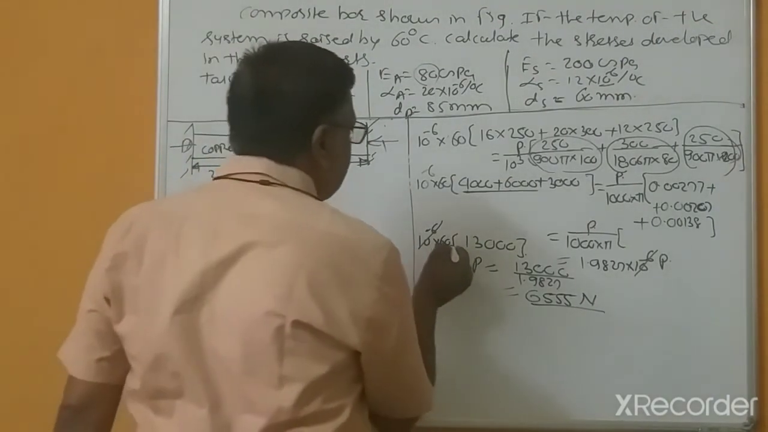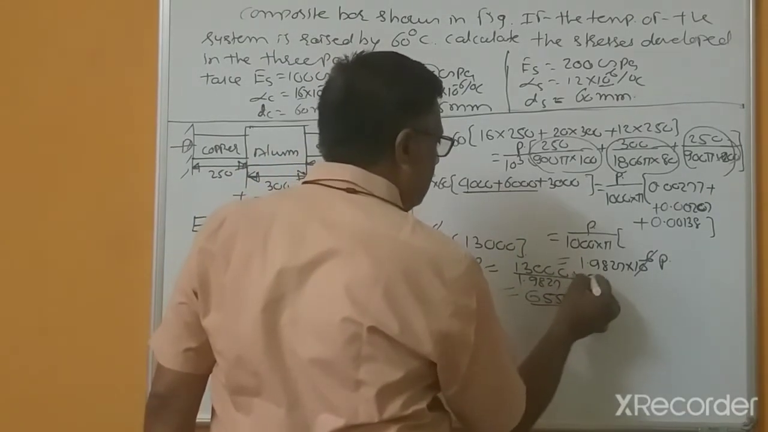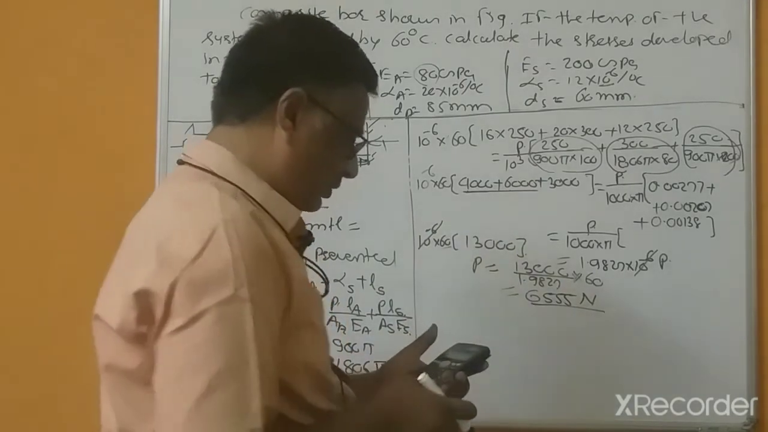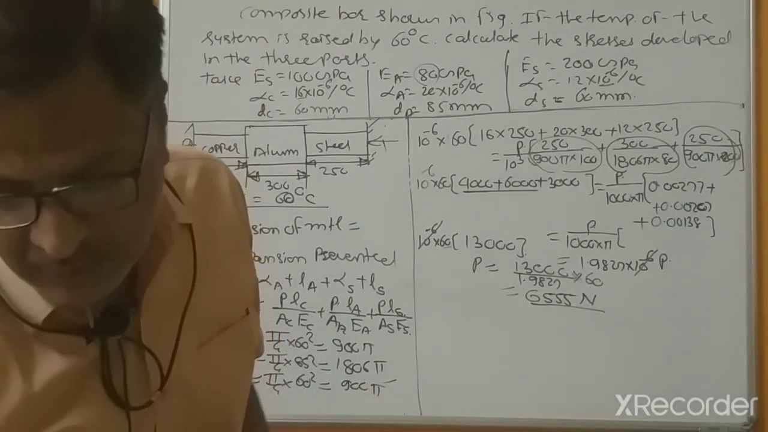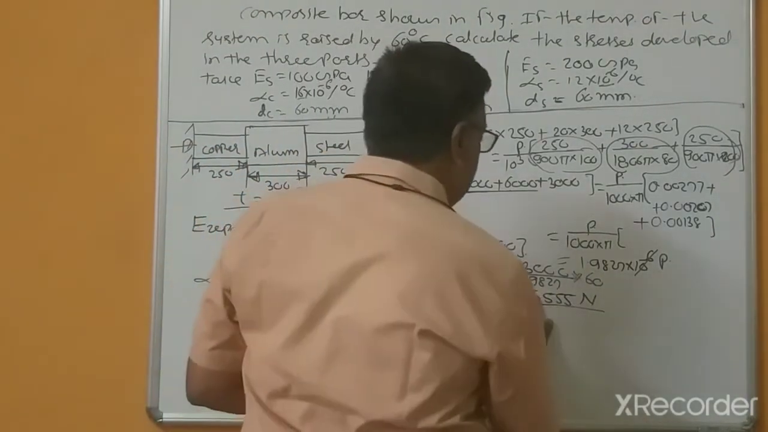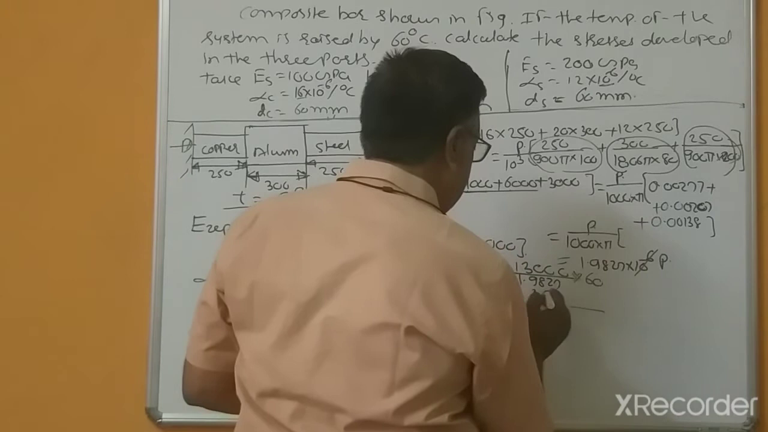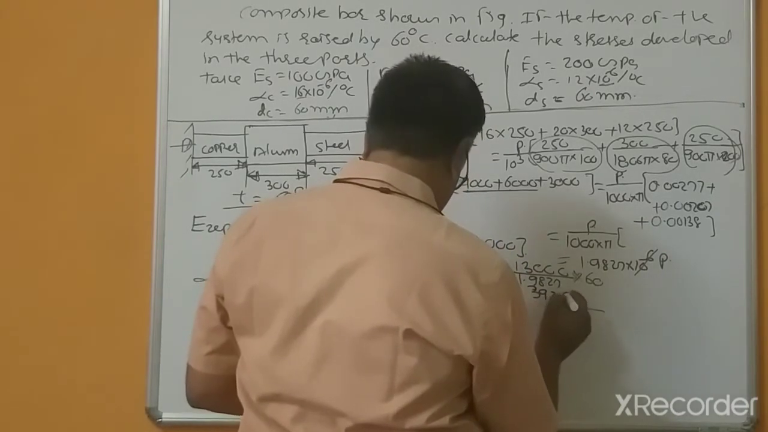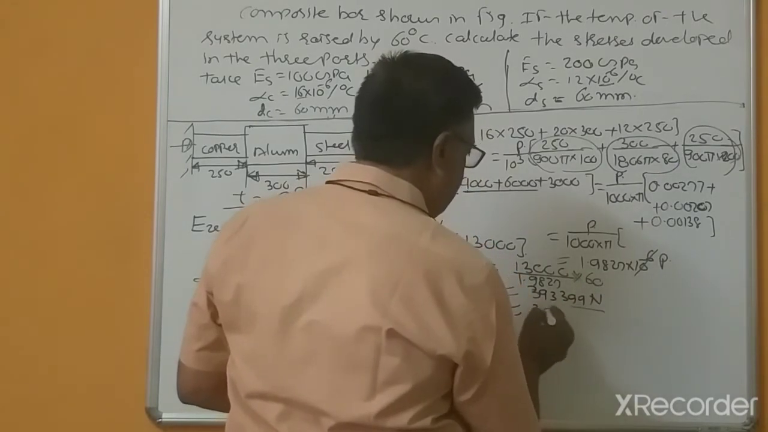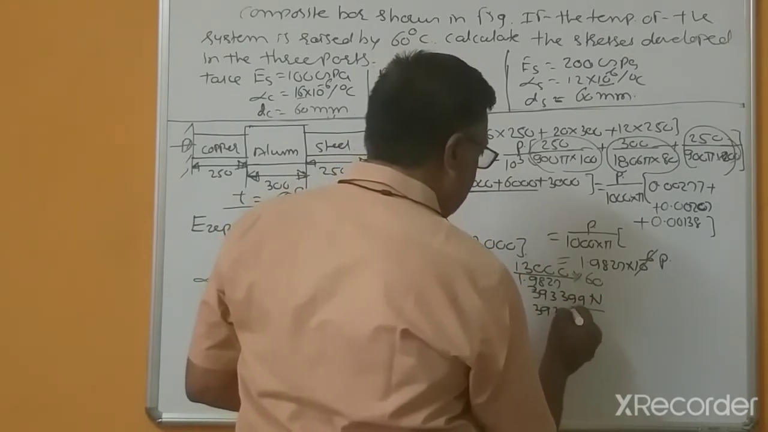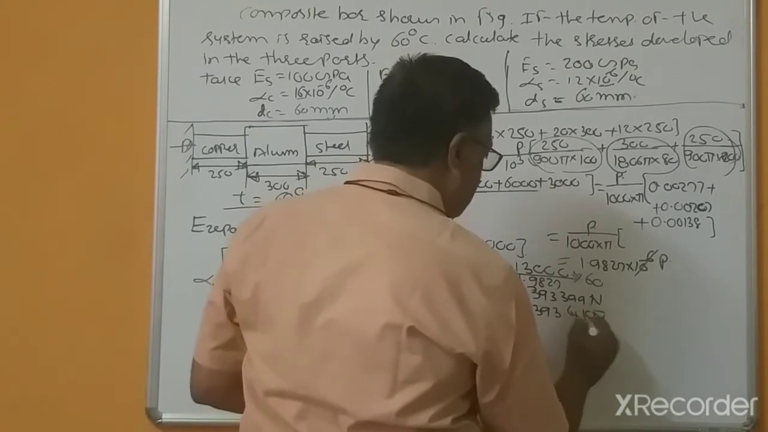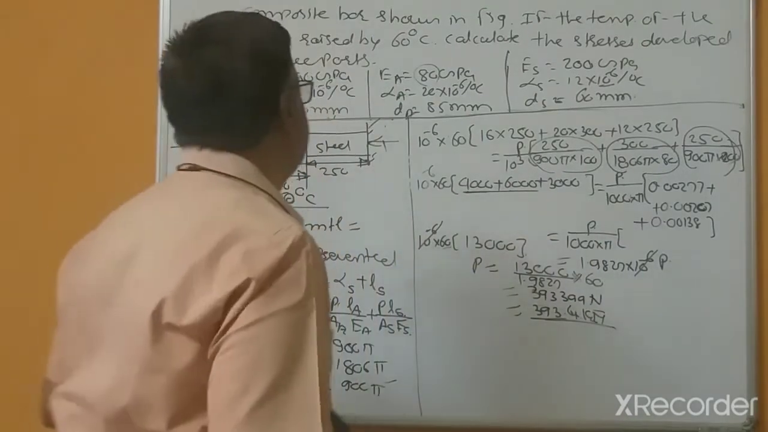This term is missing. So that's why this is 393 Newton, otherwise 393 kilonewton, 0.4 kilonewton. So what is to be calculated?